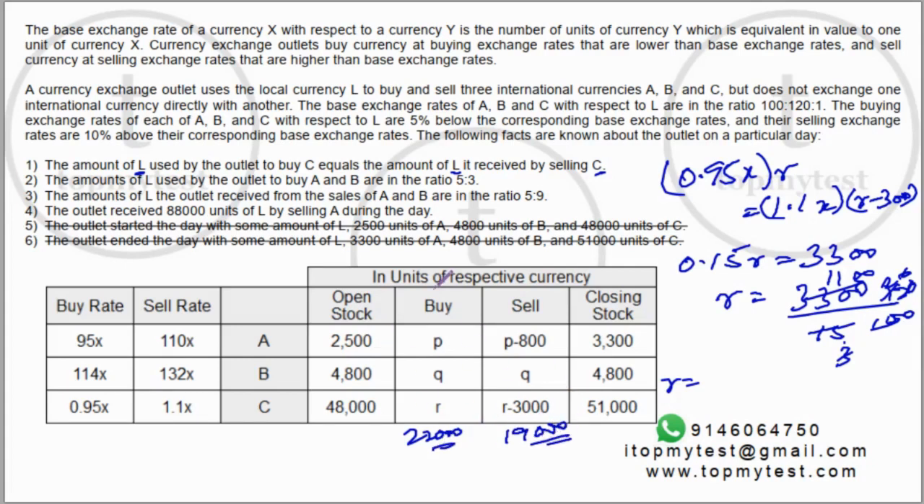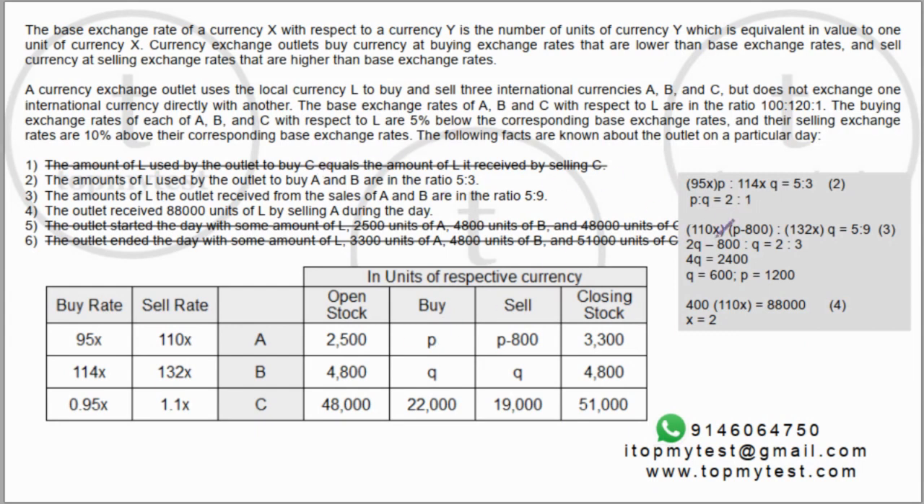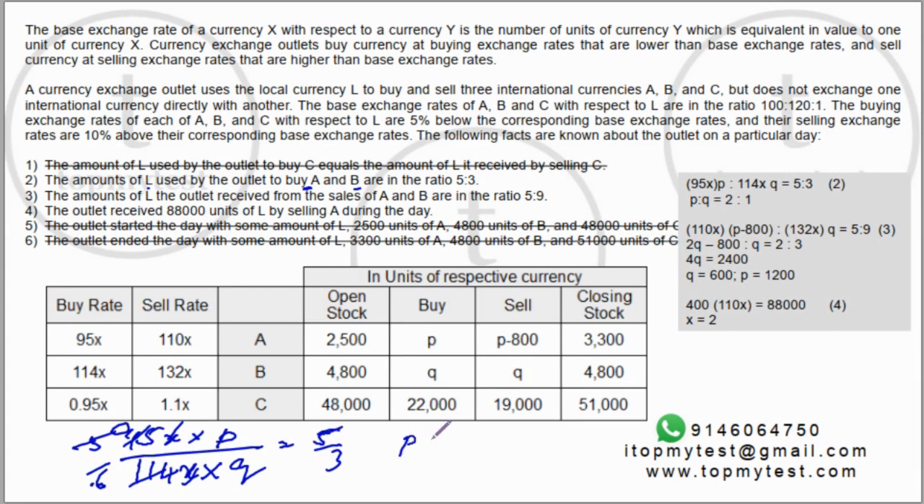Right. So let's fill this up. Okay. Now I have used the ratios here. I have illustrated the amount of L used by outlet to buy A and B are in the ratio of 5:3. The buys are in 5:3. Total bought will be 95x into P divided by 114x into Q. This ratio is 5:3. Now this x is gone, so this is 5, 6, 5 is gone. So P should be equal to 2Q, which is what I have written.